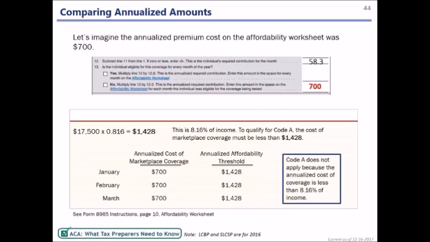Now, just for the sake of argument, let's imagine that the annualized required contribution at the end of this worksheet was $700. I just want to make a point about why we're using annualized numbers. So his affordability threshold, the 8.16% of income, is $1,428. So just put that in a column for January, February, March. And the value that we're going to test is the $700, the annualized required contribution. We're not testing a monthly contribution amount. Why? Because we're looking at the annual income amount. So we can't test a monthly amount against an annual amount. So we use the annual amount for both.